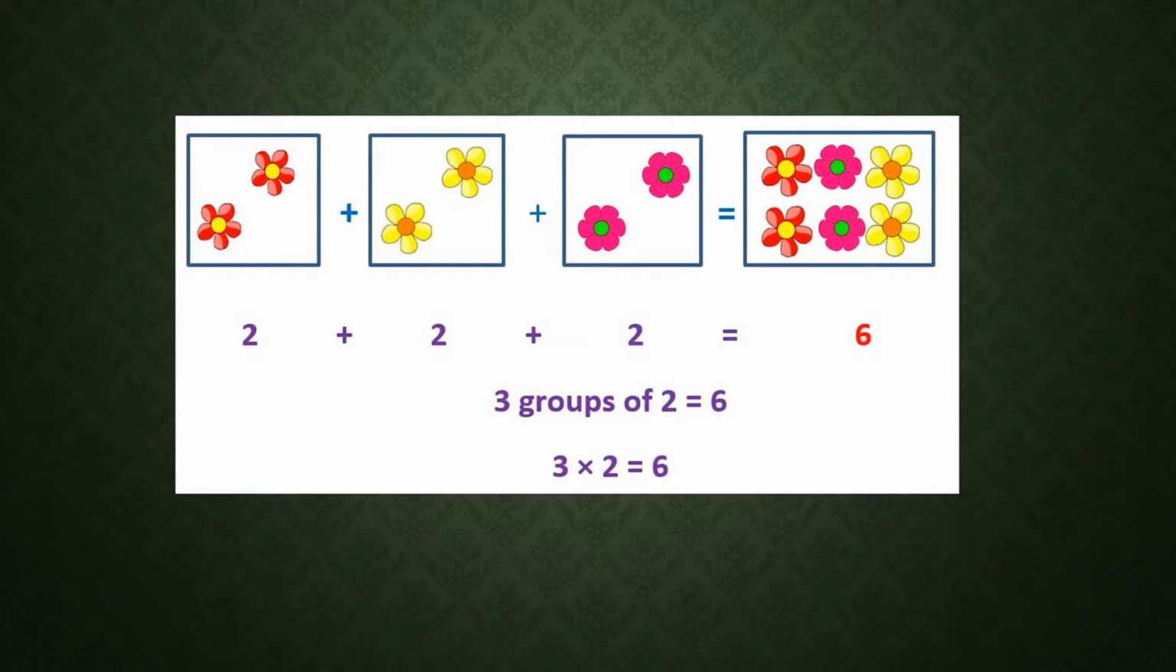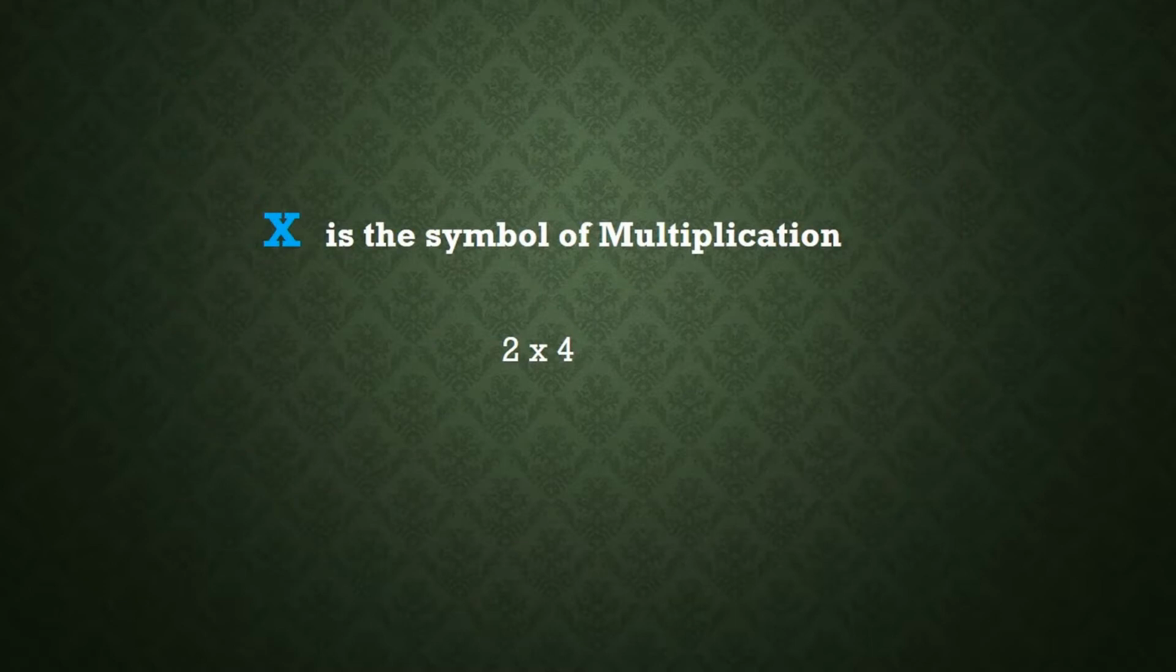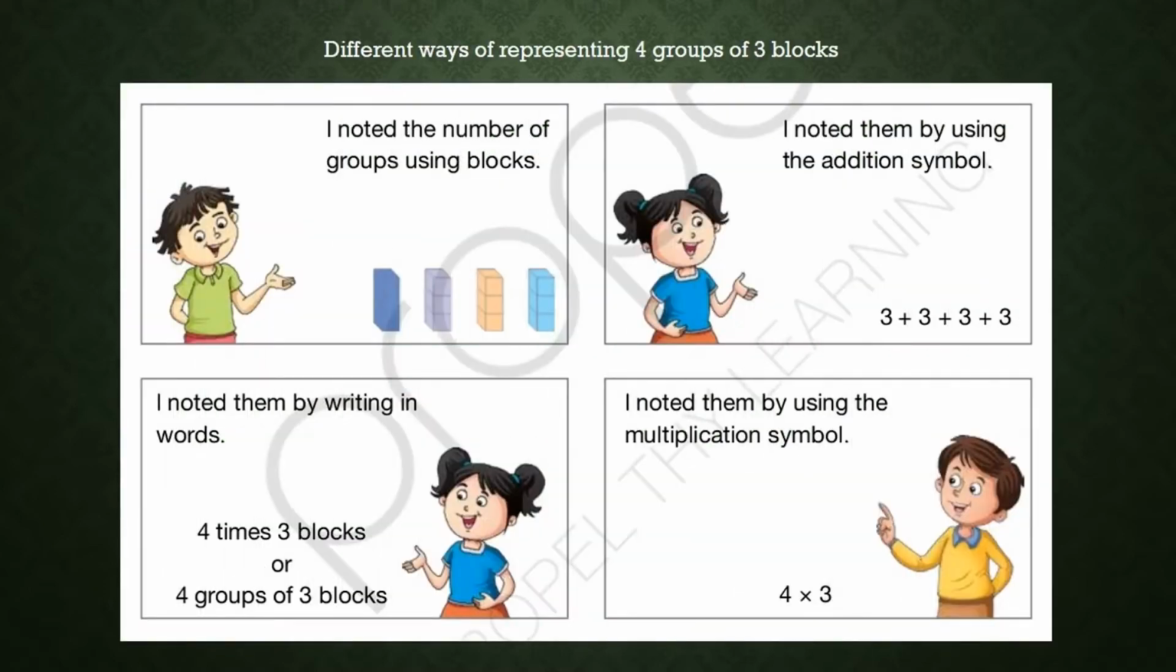The repeated addition of the same number is called the multiplication. Hence, repeated addition of 2 5 times is equal to 2 multiplied by 5. This is the symbol of multiplication. Children, now we are going to see the different ways of representing 4 groups of 3 blocks.